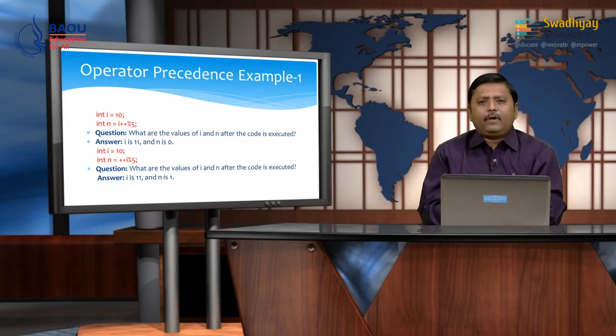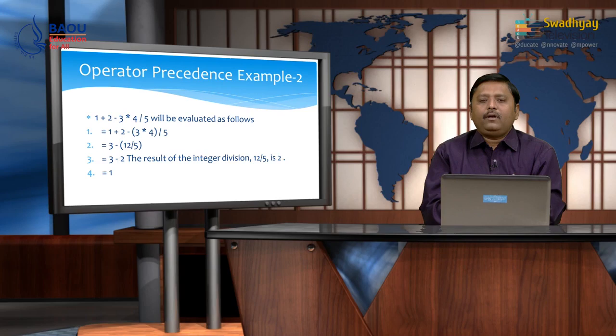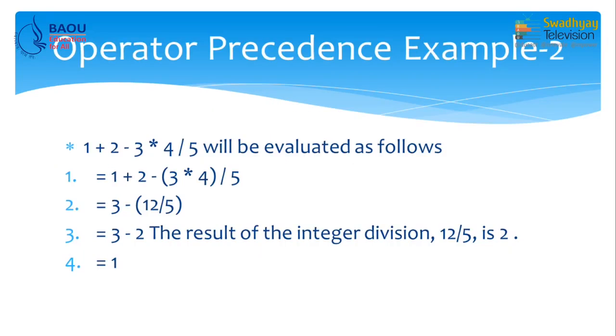Now, we take one more example where we use more than one operator and operators with the same precedence. The previous example was clear because one operator had an obviously higher precedence than the other, but what will happen if both operators have the same precedence? So, we take another example. On screen you can see we have an expression like this: 1 + 2 - 3 * 4 / 5. Now, how will this be evaluated?